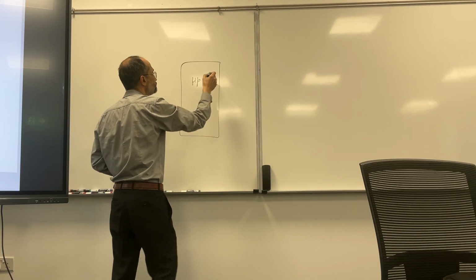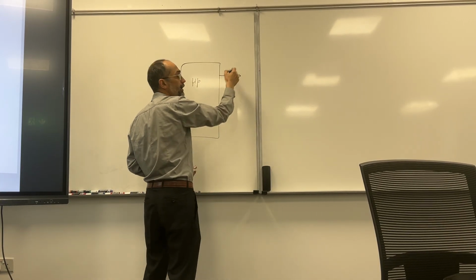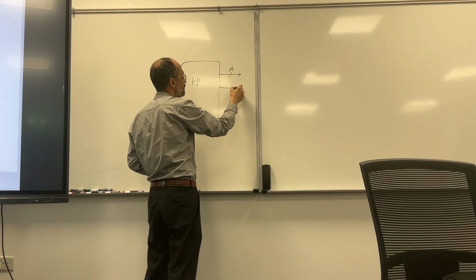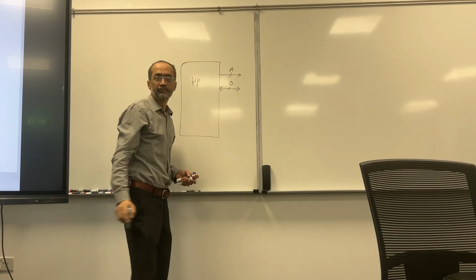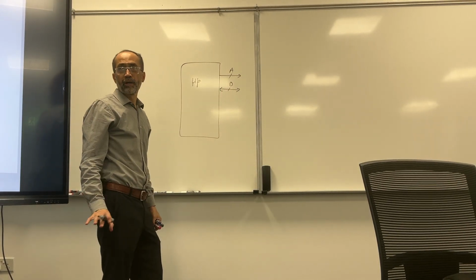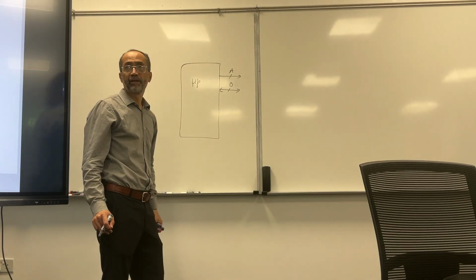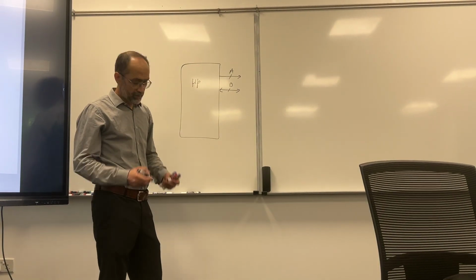Microprocessor side. We have what? A, then what? D, then this is now my microprocessor side. So we have A is the width of the address lines, D is the width of the data lines.